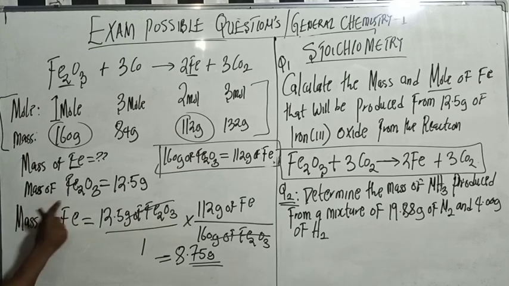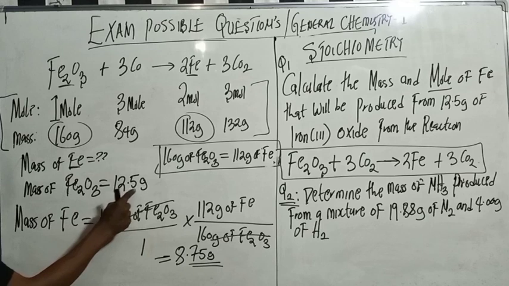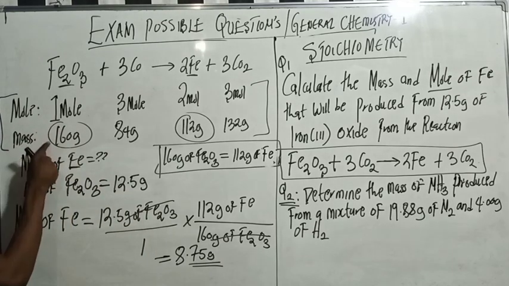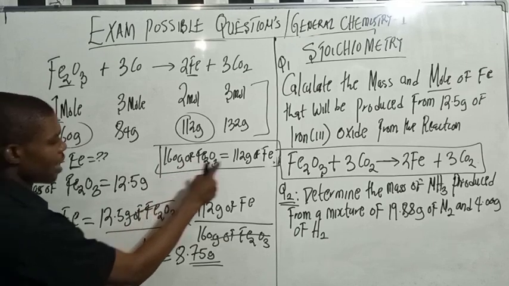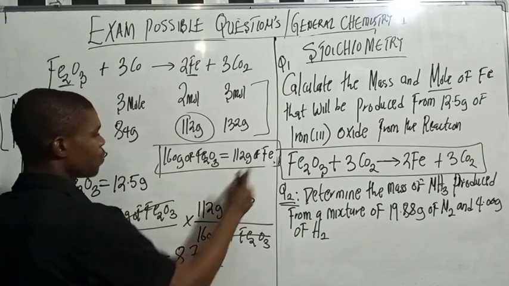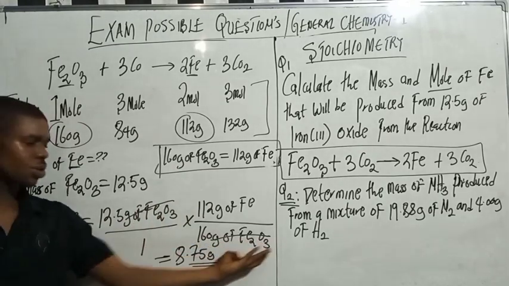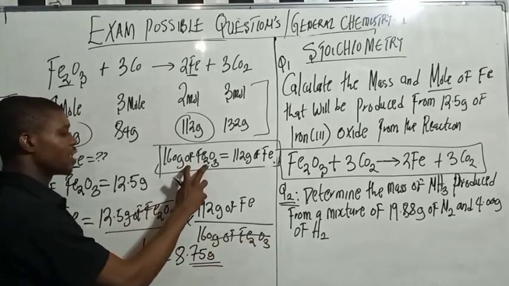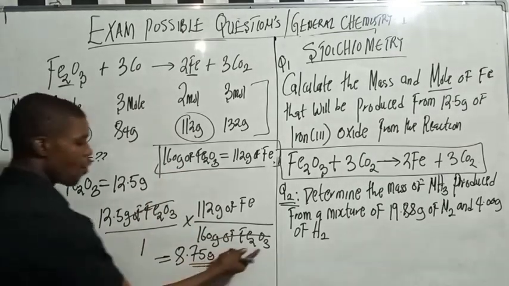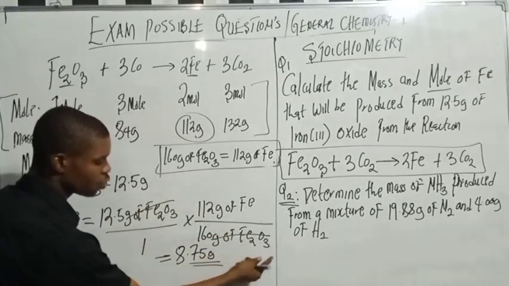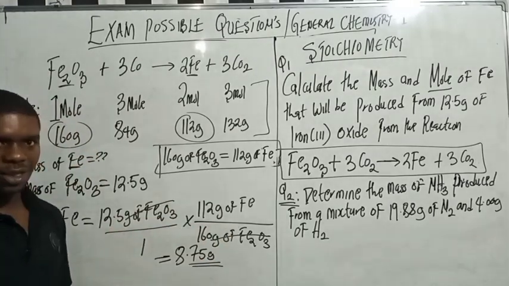And we have been given the mass of iron(III) oxide, which is 12.5. Because I'm using mass here, it's going to be 160 gram of iron(III) oxide equals 112 gram of iron. So what I want to do here is arrange it in a way they are going to cancel each other. The reason gram of Fe2O3 should go to the bottom is so that they can cancel here. As simple as that. Do you understand?